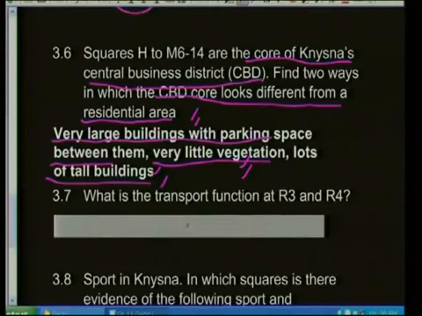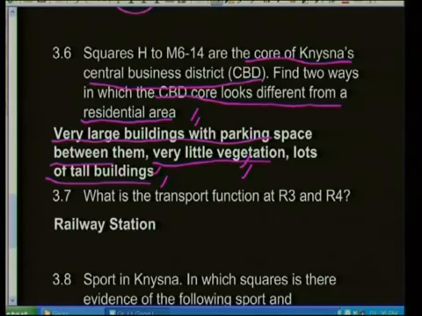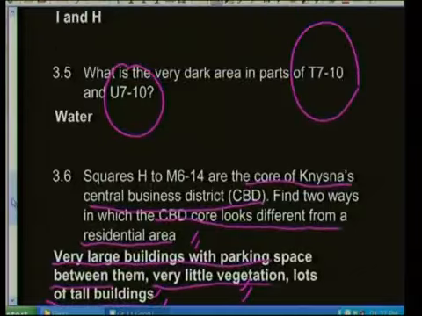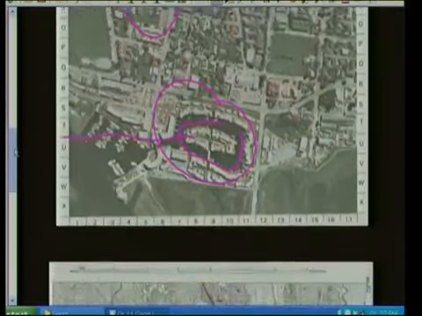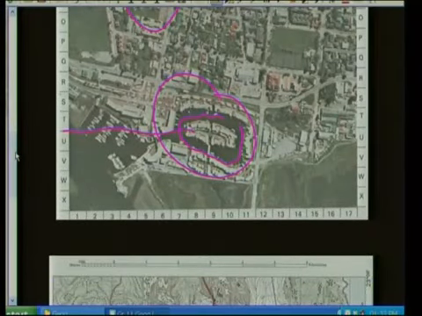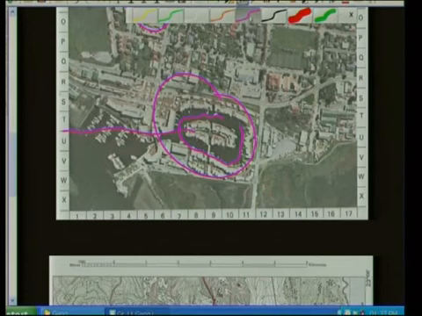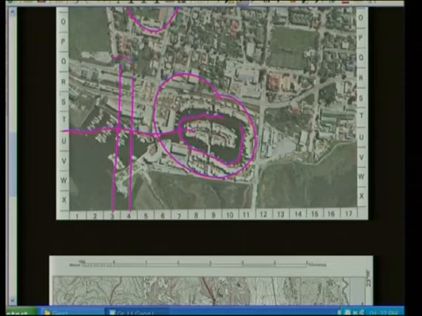All right, 3.7, what is the transport function at R3 and R4? Let's look at the transport function there. It's a railway station. All right, R3 and R4. Up here, let me get my little pen out. R3 and R4. Okay, around this area is a railway station.